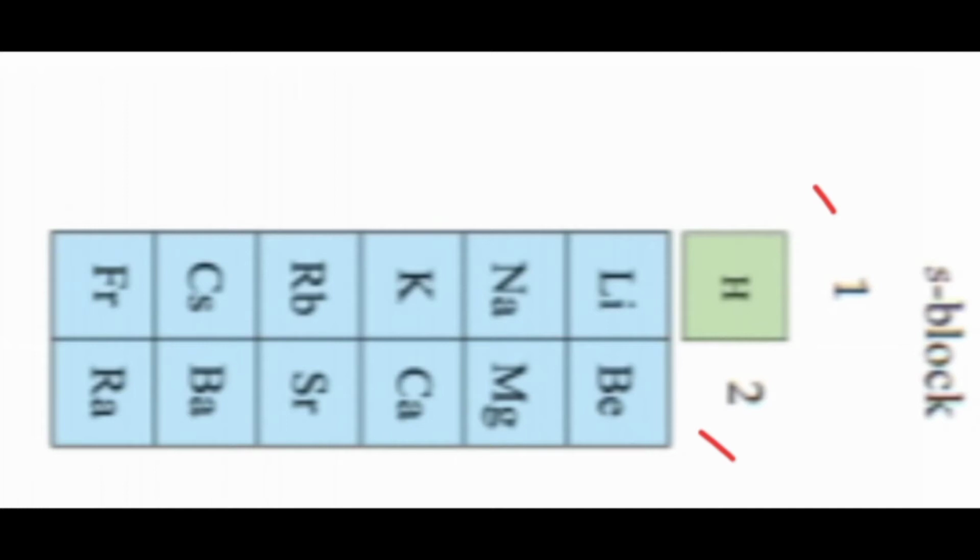Then, first group elements show a +1 oxidation state. Second group elements show a +2 oxidation state. That is, first group elements always donate 1 electron. Second group elements always donate 2 electrons during chemical reactions. Do you follow me? Okay.